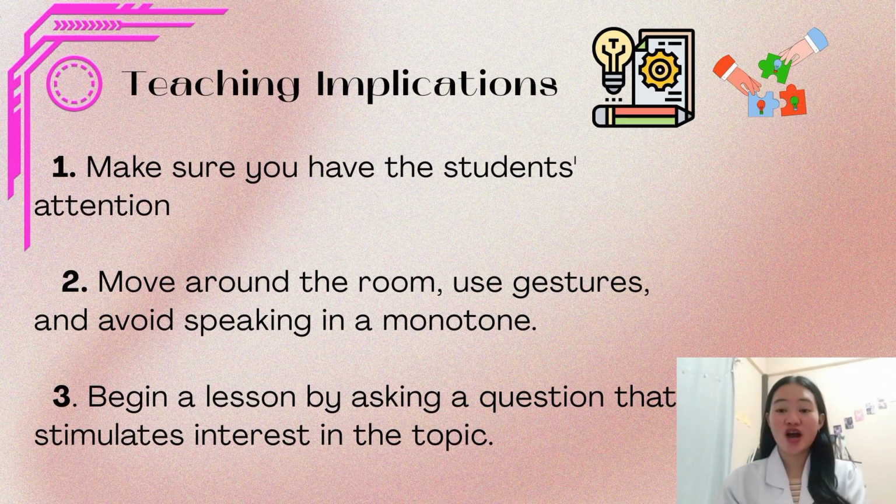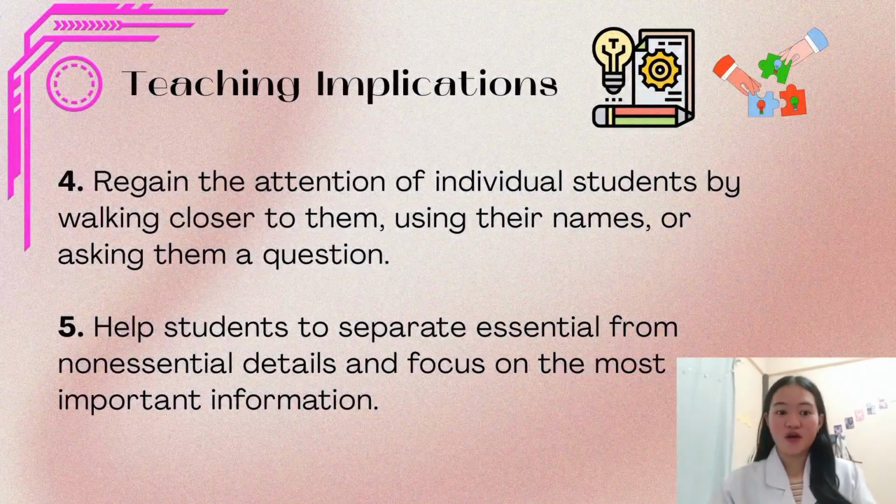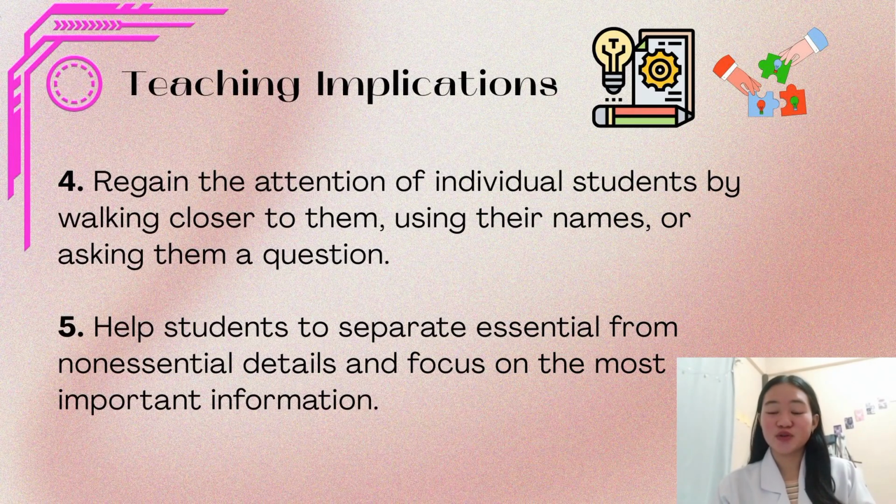Number 3. Start with an engaging question. A good question at the start makes students curious about the lesson. Before teaching about volcanoes, the teacher asks, what would you do if you saw smoke coming from a mountain near your home? Number 4. Regain wandering attention. If a student is distracted, bring them back in a respectful way. For example, the teacher walks closer to a chatting student and asks, Maria, what do you think about this example? Like that.